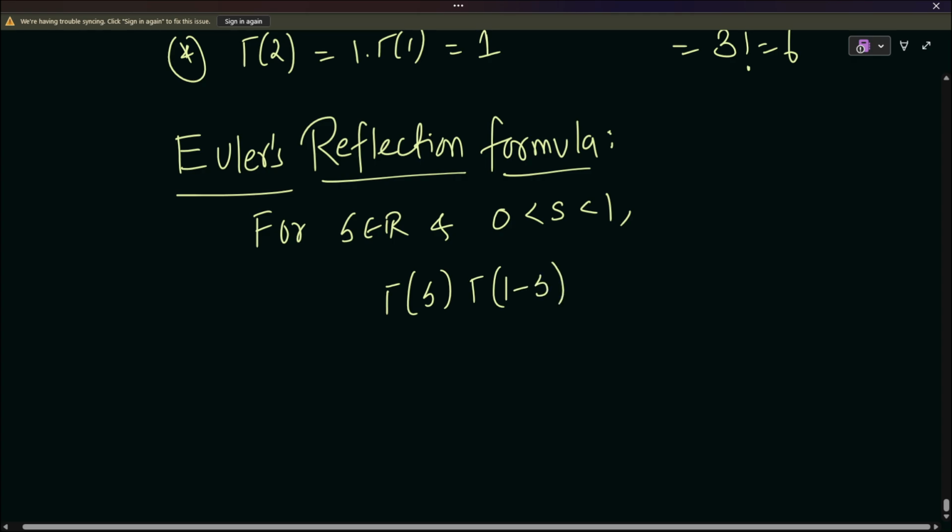Euler's reflection formula, right now for real numbers, is only defined as: gamma of s into gamma of 1 minus s is equal to pi upon sine of pi s. Notice that we must have 0 less than s less than 1. Otherwise, the formula does not hold.